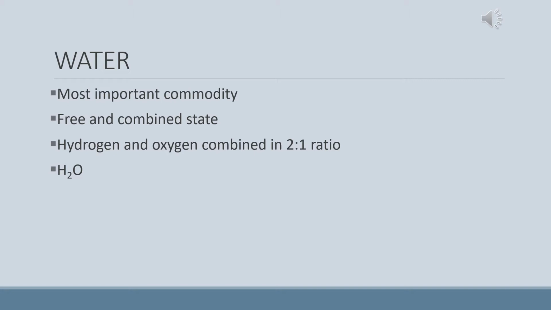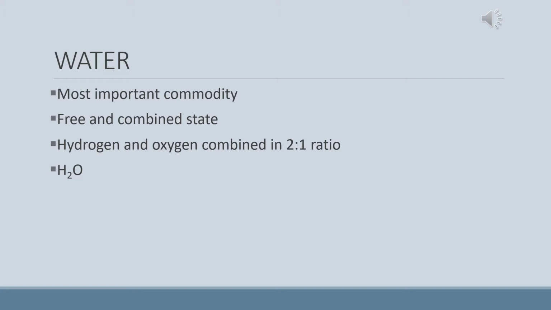Suppose if we are eating the watermelon, it is a fruit but it is having a lot of water inside it. If we are eating a cucumber, it is also having a lot of water inside it. So the combined state of water means water that is present inside the juicy fruits or vegetables.